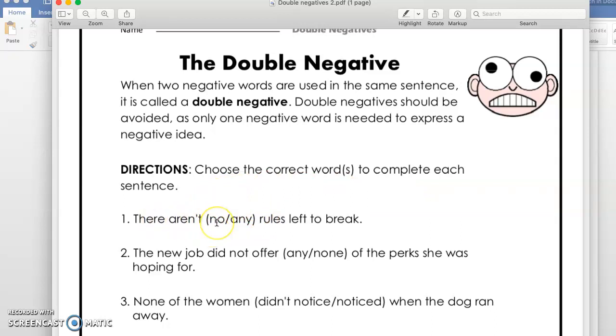There aren't no or any rules left to break. If I already have an apostrophe T, which stands for not, I can only use one of these. And I cannot use a no because that's a negative word. So I would have to say there aren't any rules left to break.